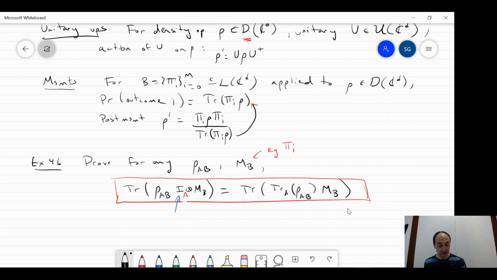And just as a quick hint for this, just remember the fact that I could always decompose the identity as a sum of projectors onto your favorite orthonormal basis of choice, like, say, the standard basis. Okay, I believe that's it.